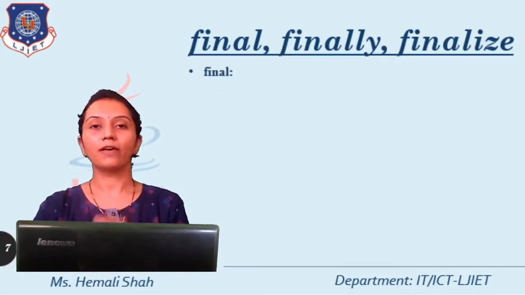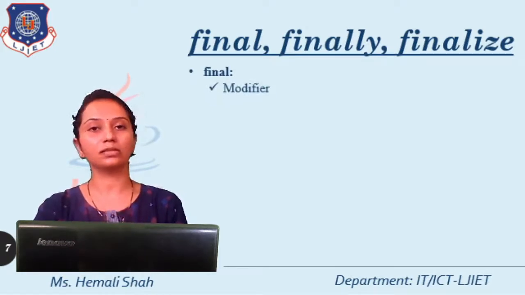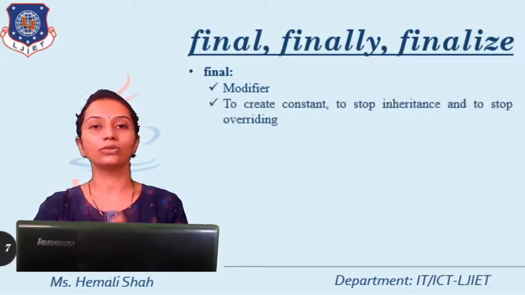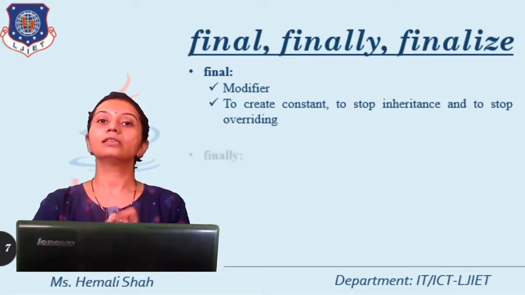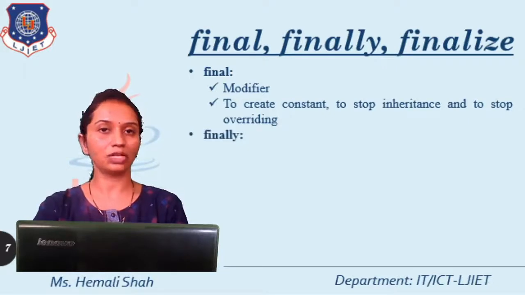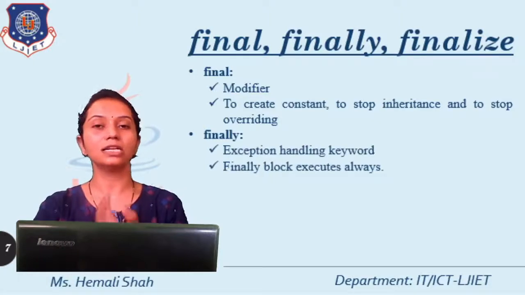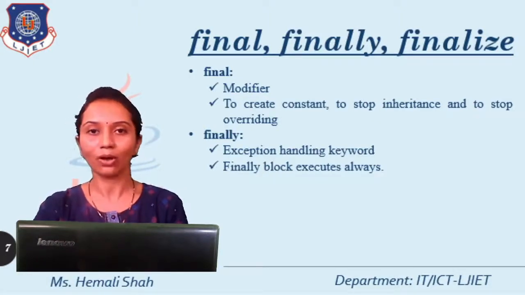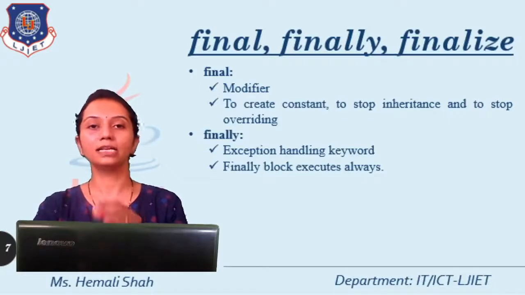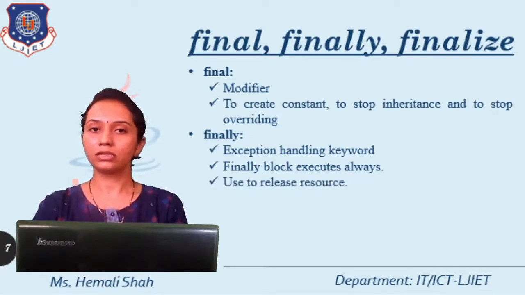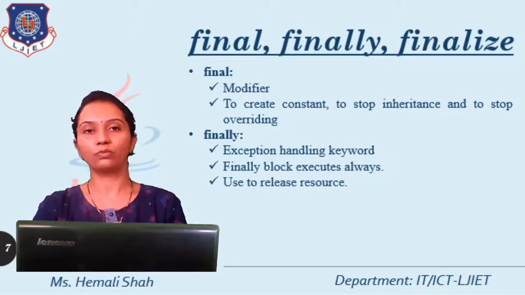The first, final, is actually a keyword. It works as a modifier. You can create a class, data member and function as final, and it is basically used to create a constant, to stop inheritance and to stop the overriding mechanism. The finally that we have covered in this exception handling mechanism is a block that always executes, though there is an exception in the try block or though there is no exception in the try block. So this is an exception handling keyword and an exception handling block. It is basically used to release the resources like file and connection occupied by your object.